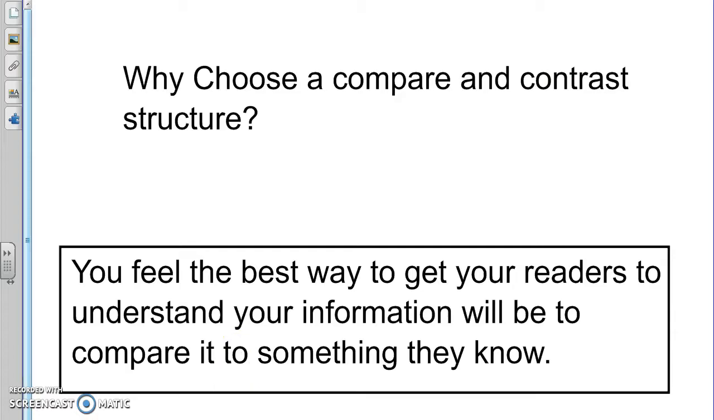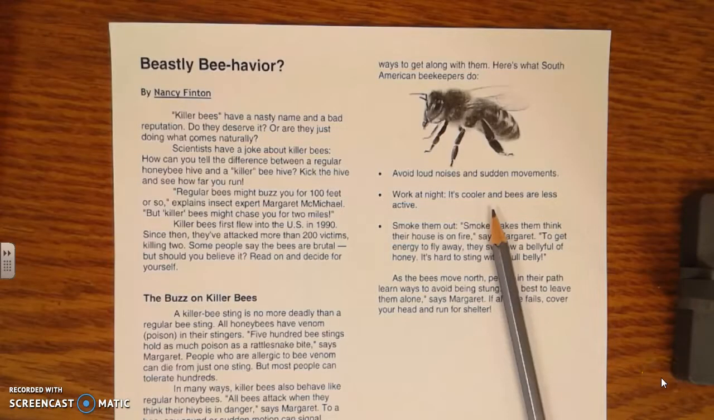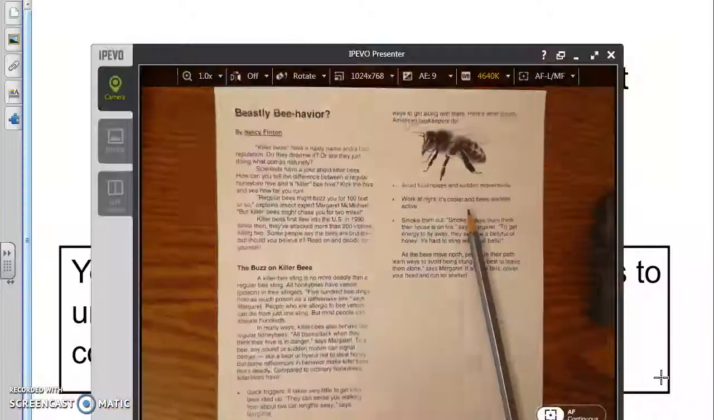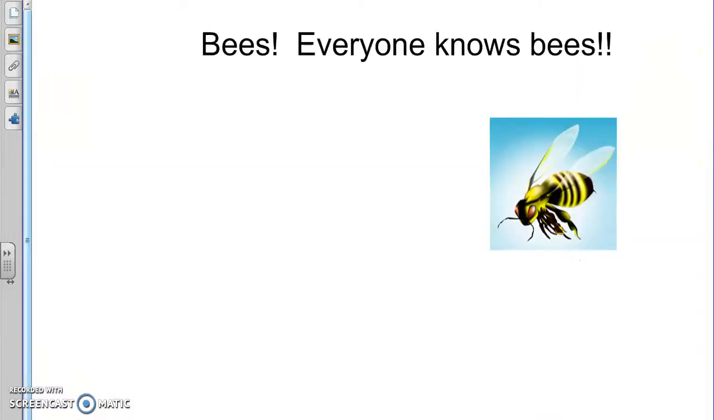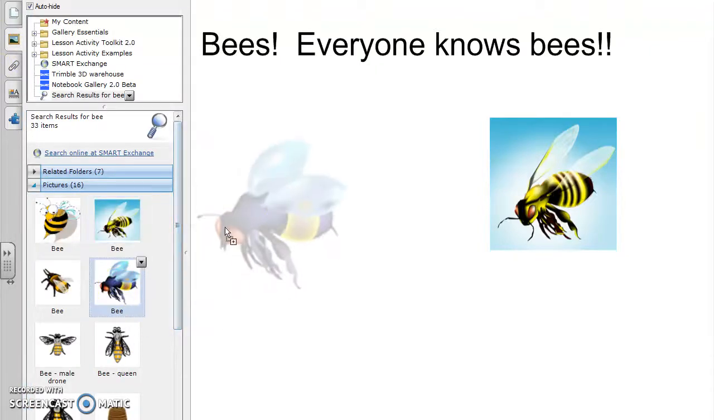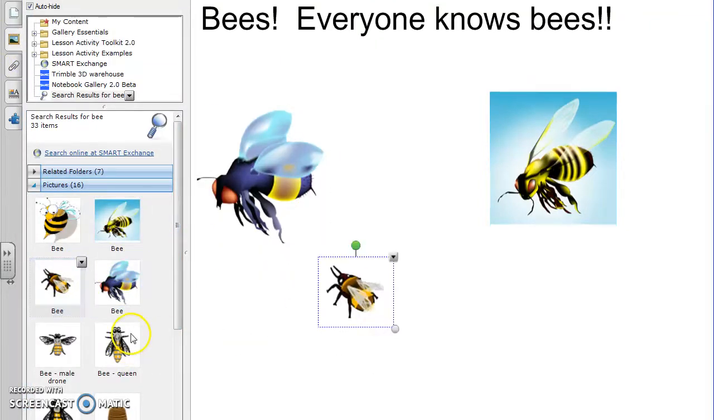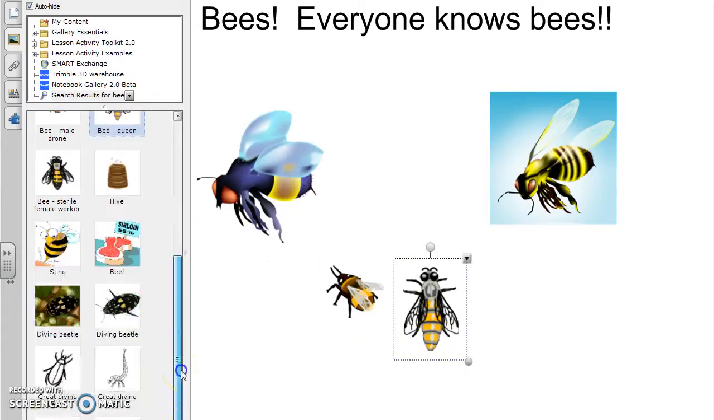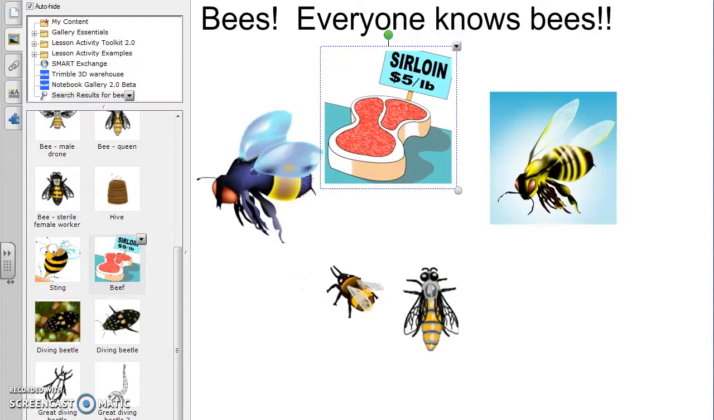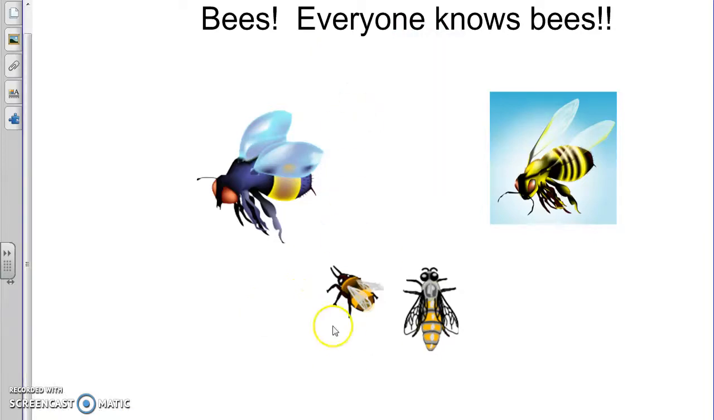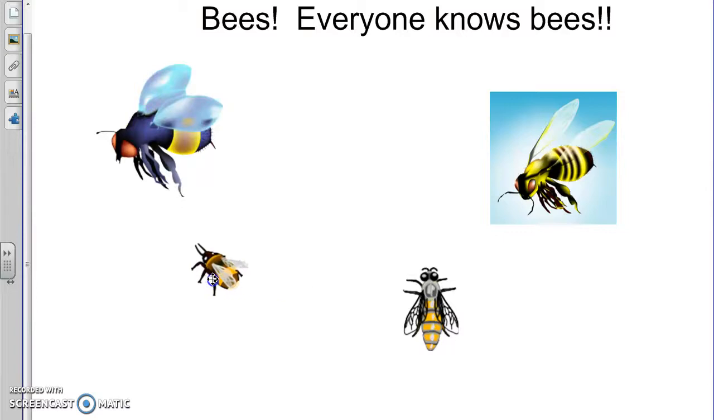So if you go back to this article, this is all about bees. It's actually about killer bees, which most people don't know a lot about. However, everybody knows bees. Matter of fact, the Smartboard has all these bees. There are so many different bees I can put on here. That's how much everyone already knows about bees. That is not a bee. That's steak. Goodbye, steak. Anyway, everybody knows bees.